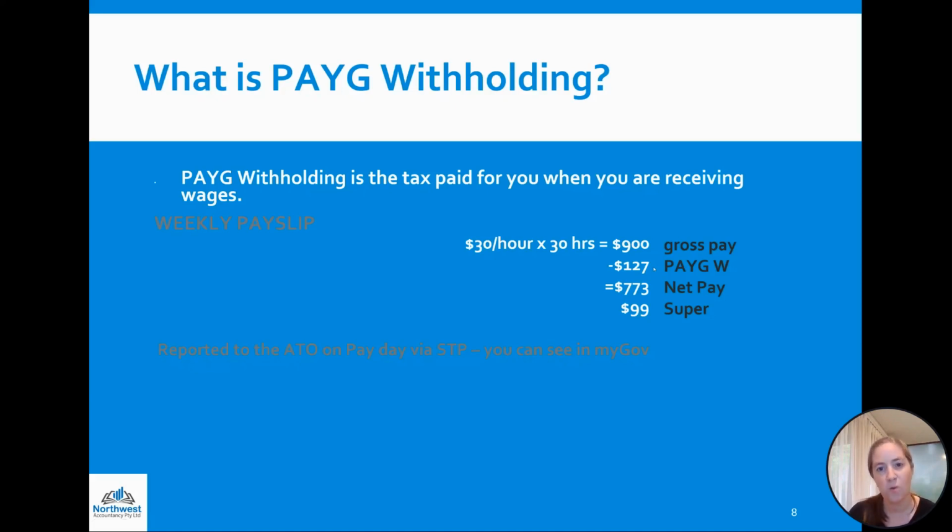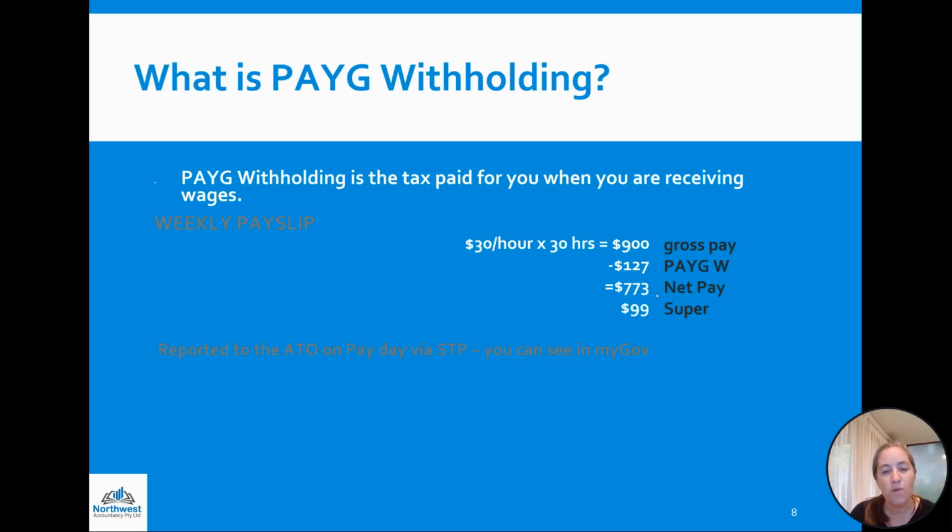And your employer will pay that pay-as-you-go tax to the tax office on your behalf at a point in the future. So they might be registered to pay on a monthly basis, they might be registered to pay on a quarterly basis, but they will be paying that to the tax office at a later stage. So be aware of that one, they don't pay it on payday. Then the net pay of the $773, that's the amount that goes into your bank account.